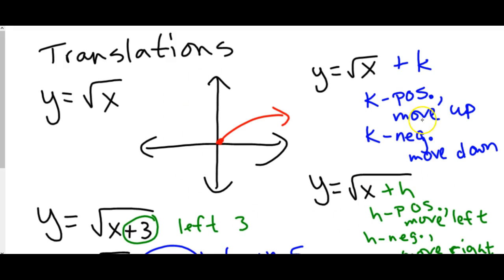And then we learned about translations. If the number is outside the square root, positive moves you up, negative moves you down. If it's under the square root, positive moves you left, negative moves you right. And again, you can check your translations using the graphing calculator Desmos. That concludes our discussion of square root functions.